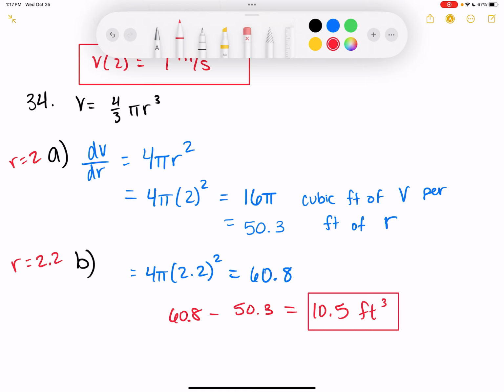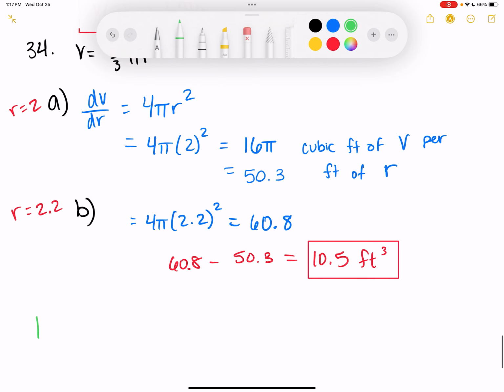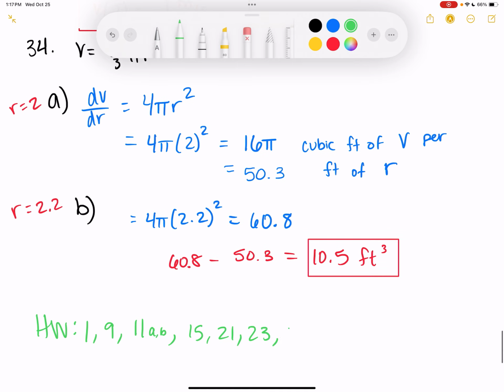Sweet. Then your problems are 1, 9, 11, not H. 11, A and B. Then 15, 21, 23, 42, and 43. And 42 and 43 are AP type multiple choice questions. They're not hard, but just to give you a little taste of that. Tomorrow we will do the next section.